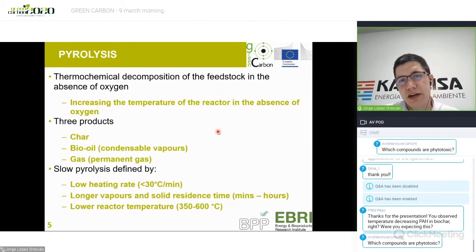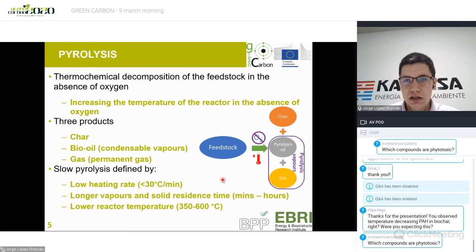We are GreenCarbon, and we focus on the char product, on the solid product. So we mainly use slow pyrolysis, characterized by low heating rate, longer vapor and solid residence time inside the reactor, and lower reactor temperatures, between 350 and 600, roughly. All these parameters and values change across literature. So this is a typical scheme: the absence of oxygen. We produce the three products, and these two are together in the reactor. That will be a key for the work later.